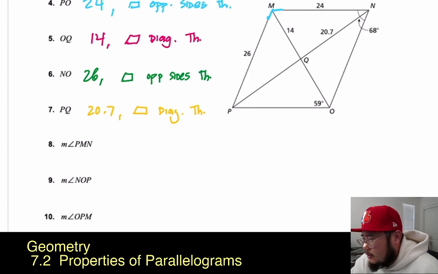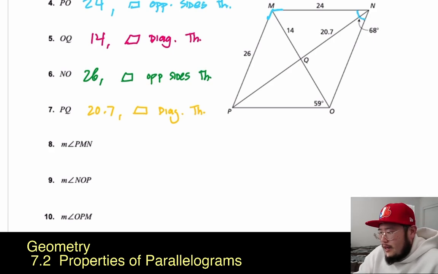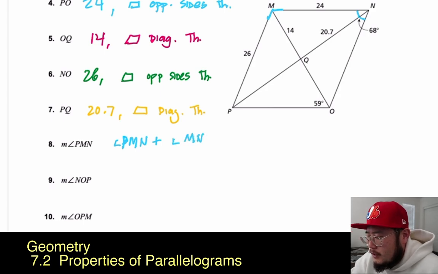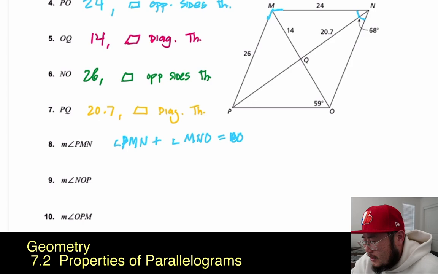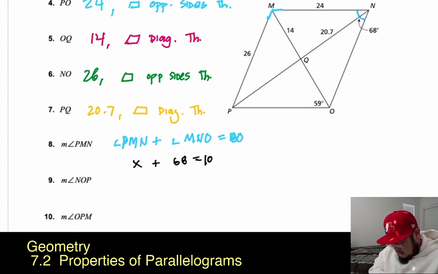So remember, if it's a parallelogram, two consecutive angles should end up equaling 180 degrees. They're supplementary. So what I could do is put angle PMN plus angle MNO is equal to 180. And so I could put that as x plus 68, and that's equal to 180. Then find x by itself. From there, I find that x equals 112 degrees.